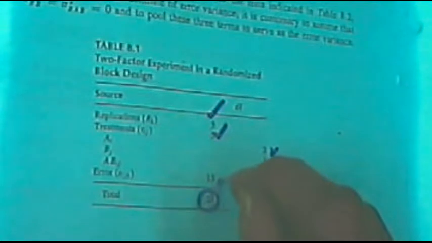Now we have the start of an ANOVA table here. Replications, since there are 4 replications, we get 3 degrees of freedom. Treatments is the combination of both A and B, and there's 6 combinations giving us 5 degrees of freedom on that, and it breaks down into A, B, and AB with 2, 1, and 2 degrees of freedom. And since overall there's 24 observations, we get 23 degrees of freedom for total, and subtracting out, we have 15 degrees of freedom left for error.